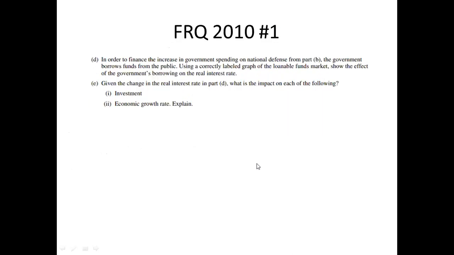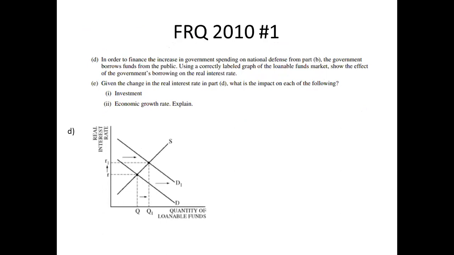All right, so let's look at the rest of the question. We have part D and part E. In order to finance the increase in government spending on national defense from Part B, the government borrows funds from the public. Using a correctly labeled graph of the loanable funds market, show the effect of the government's borrowing on the real interest rate. If you watch the Unit 3 video, we drew the loanable funds graph on 2 questions. We're already drawing it on the first one here. They like to ask you about the loanable funds market.